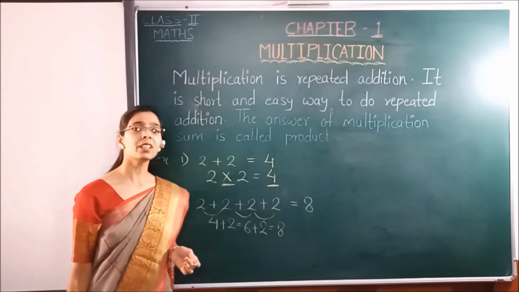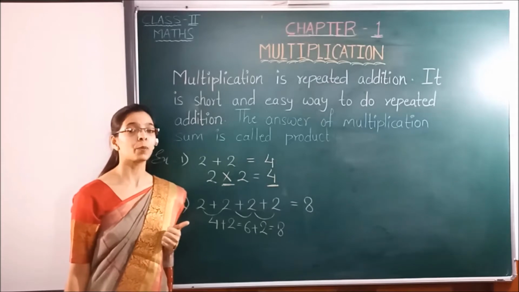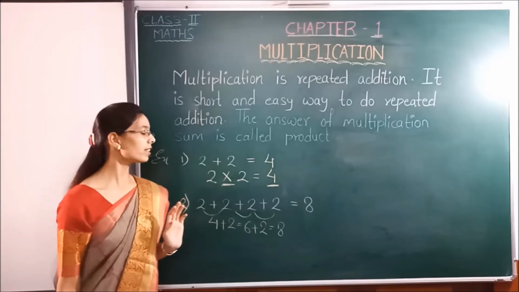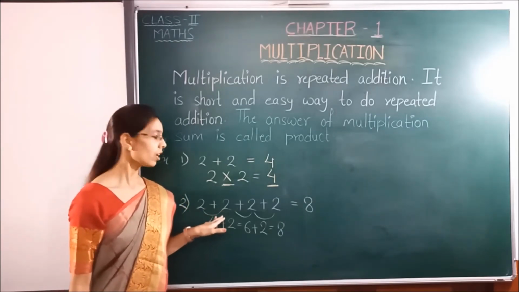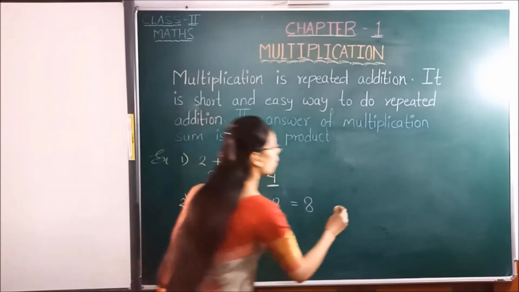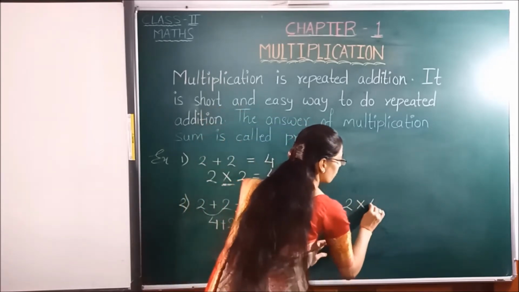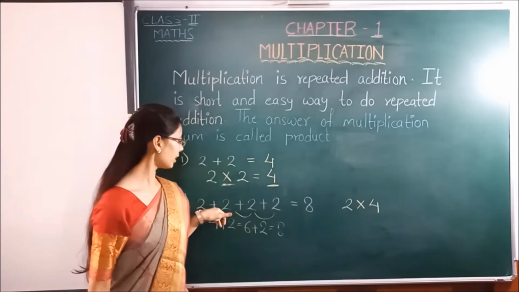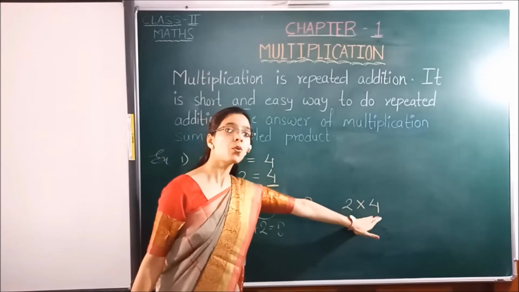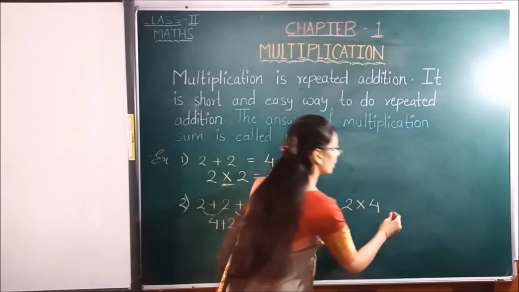So how will we do this repeated addition in a short and easy way? By multiplication. How many 2s are here? See, count these 2s. 1, 2, 3, 4. This 2 is 4 times. So we can write 2 multiplied by 4. So 2 multiplied by 4 is equal to 8.